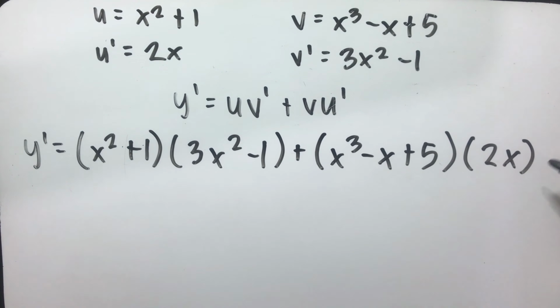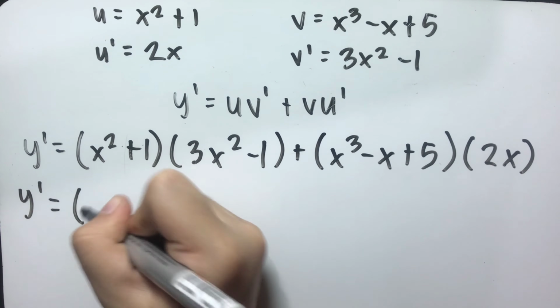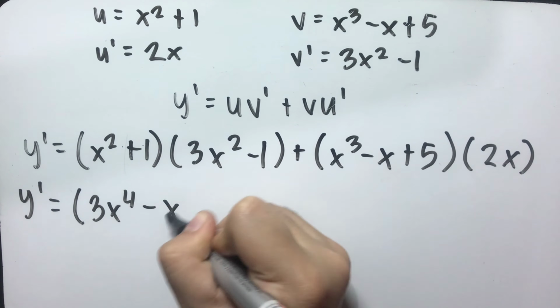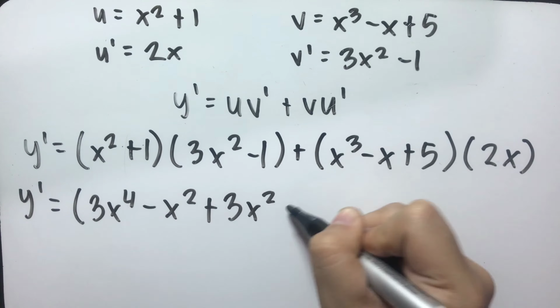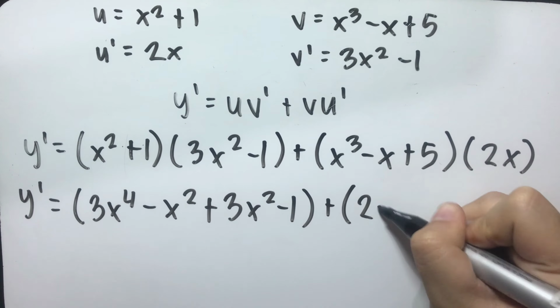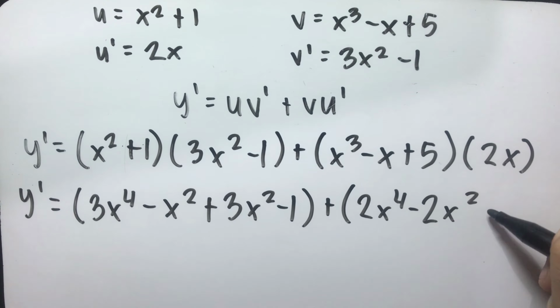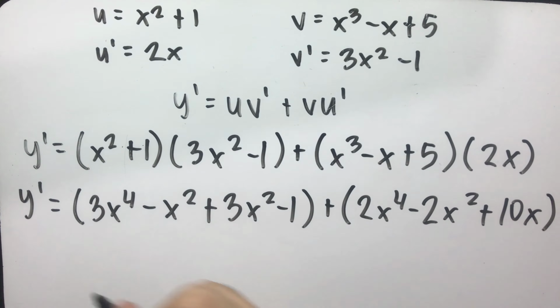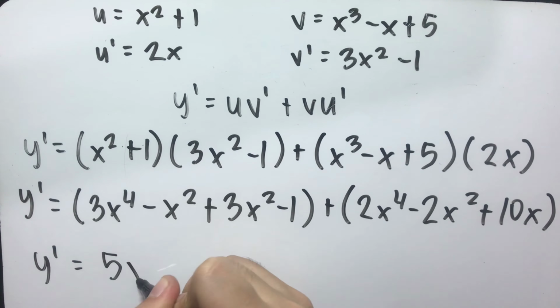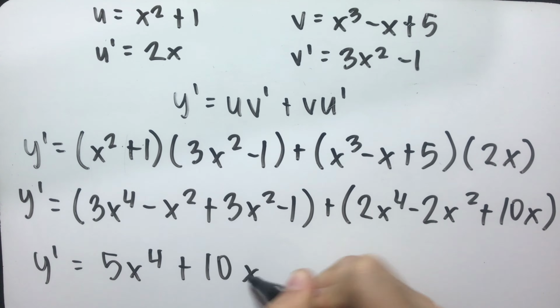By simplifying this, y prime is equal to the quantity 3x raised to 4 minus x squared plus 3x squared minus 1 plus the quantity 2x raised to 4 minus 2x squared plus 10x. By combining similar terms, y prime is equal to 5x raised to 4 plus 10x minus 1.